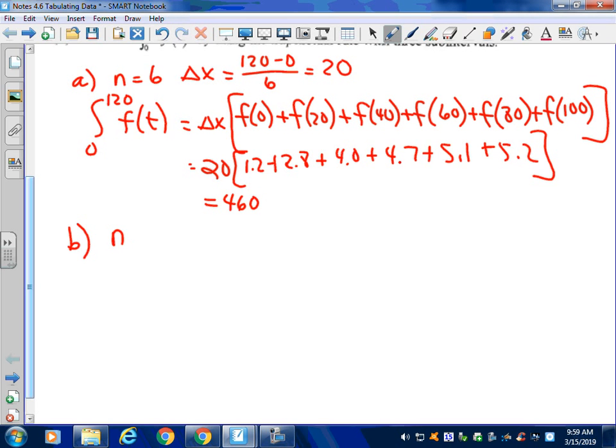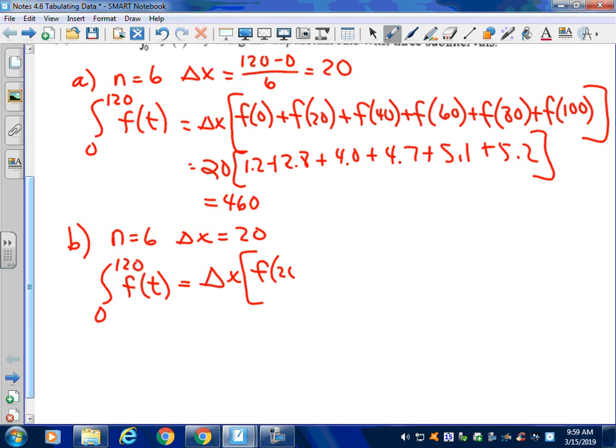So we still have n is 6, so our delta x is still 20, because the space between all the numbers is 20. So how is mine going to be different? That's correct. You don't use the first one. You start off with 20, and you work your way down to the last one, which was at 120.